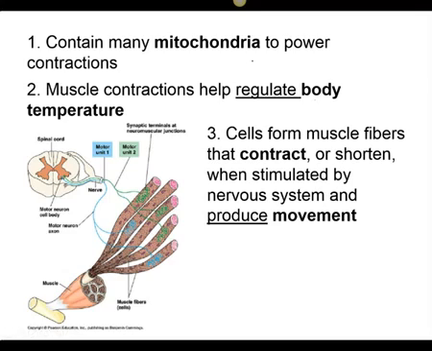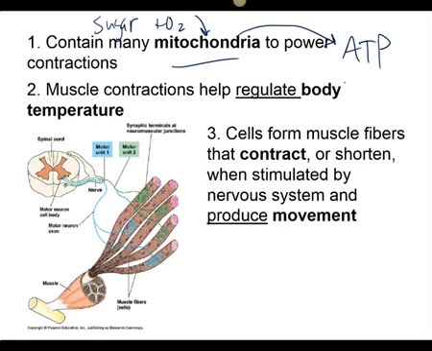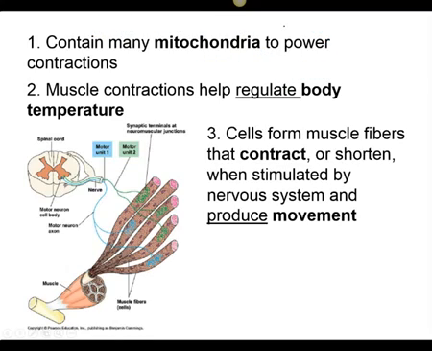Muscle cells have lots of mitochondria because muscle cells, in order to contract, need a lot of ATP. And we know that sugar plus oxygen in our mitochondria produces ATP. And in that process, a lot of heat is released. So that's one way that we can regulate body temperature. This is shivering, right? When you shiver when you're cold.